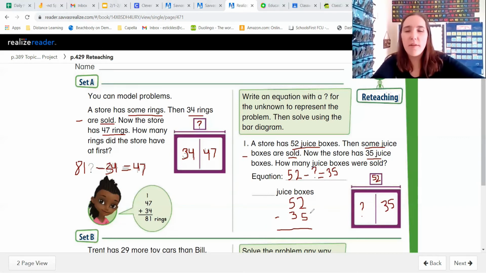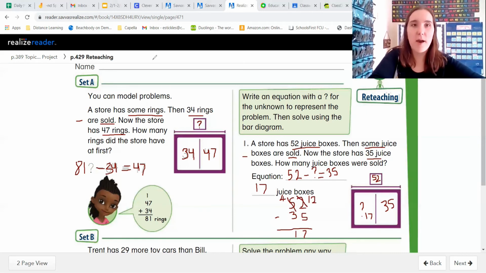So 2 minus 5, oh, can't do that. I'm going to regroup. Cross off my 5 tens, make it into 4 tens, which means I'm adding 10 ones to my 2 ones, and 10 plus 2 is 12. 12 minus 5 equals 7. And now my 4 tens minus 3 tens leaves me with just 1 ten. So they have 17 juice boxes that they sold. So they start with 52, they sell 17 juice boxes, and that leaves them with 35.